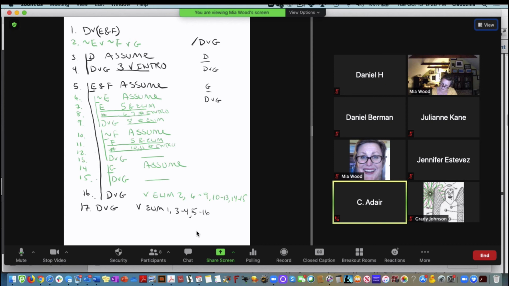And then the elimination, sorry, that looked ugly. Let me make it clearer. And then line 13 comes from line 12. It's the elimination of the contradiction at line 12.